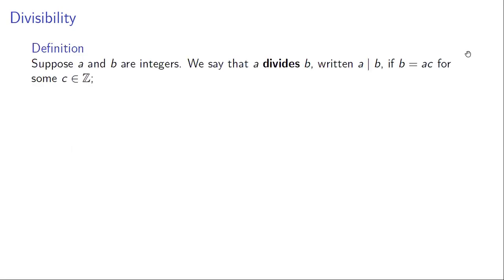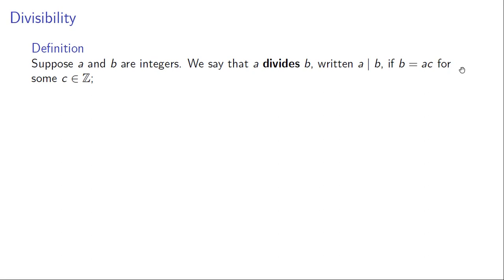Now we'll introduce a new definition and do a proof involving it. So the new idea that we're going to talk about is divisibility. Suppose a and b are integers. We say that a divides b, which is written like this: a divides b, if b is equal to a times c for some integer c.